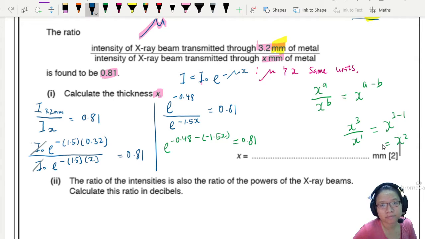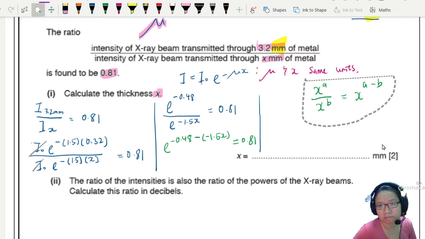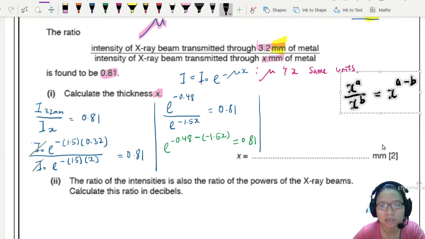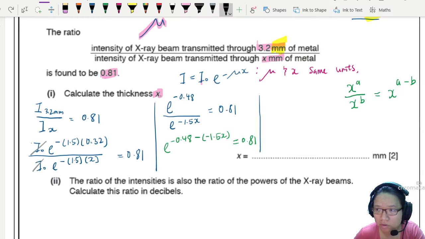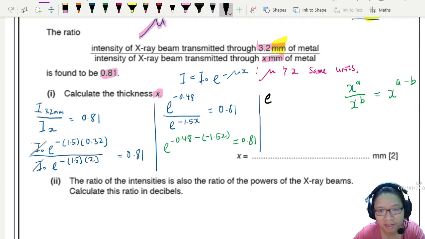Okay, so I will clean up the exponents first. Or rather, I could bring the exponents over to multiply, but I'm just going to clean it up a bit and do it step by step so you can see. Again, how many steps you write is really up to you. All right, so right now, what I have here is e to the power of, negative times negative is positive, 1.5x minus 0.48, is equal to 0.81.